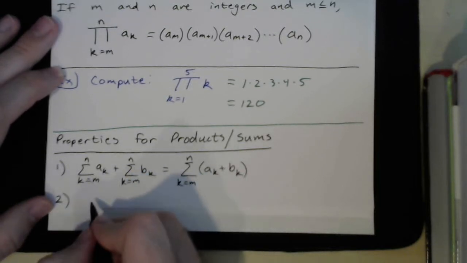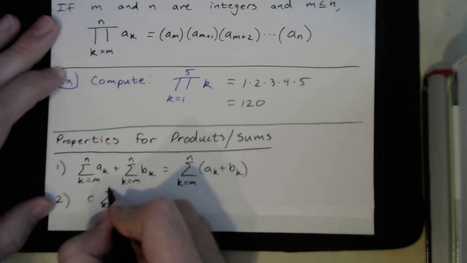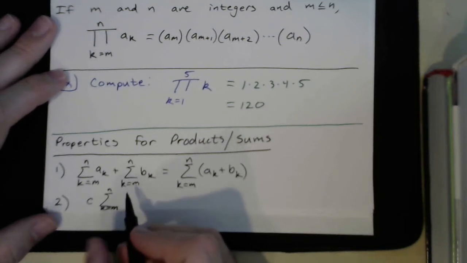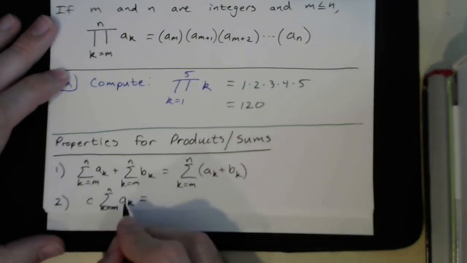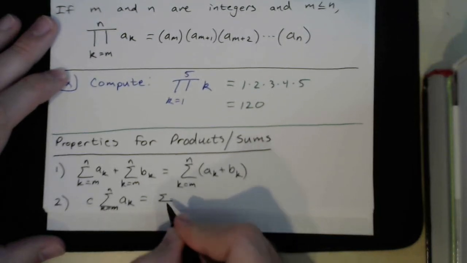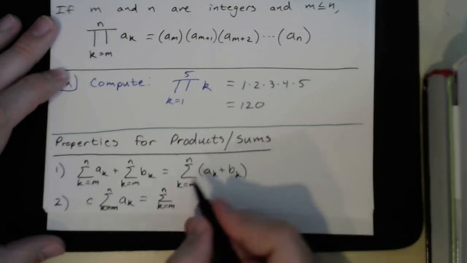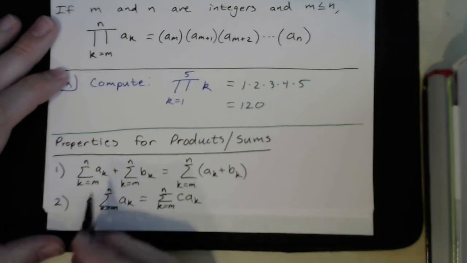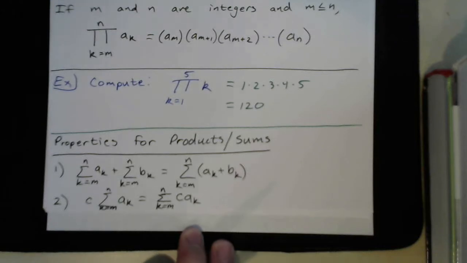And the second property, c times the sum from k equals m to n. I wrote a little too big there with my summation of a sub k. This is the distributive property, so c times all of these constants, this big addition can be combined into the sum from k equals m to n of c times a sub k. Because the c is getting distributed to every single term. So we can combine this. Again, you definitely should have seen these two things in Calc 2.